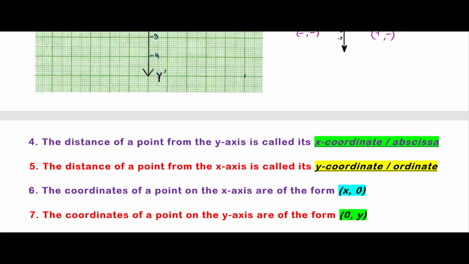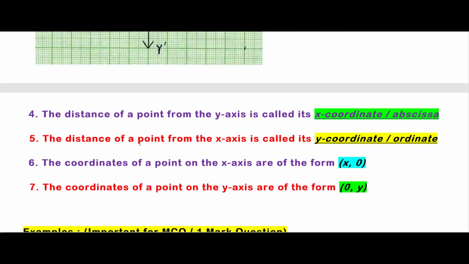See here, the distance of the point. Students, make a note of all these points. It will be very useful for MCQ or 1 mark questions. The distance of a point from the y-axis is called the abscissa, and in the same way the distance of a point from the x-axis is called the ordinate.